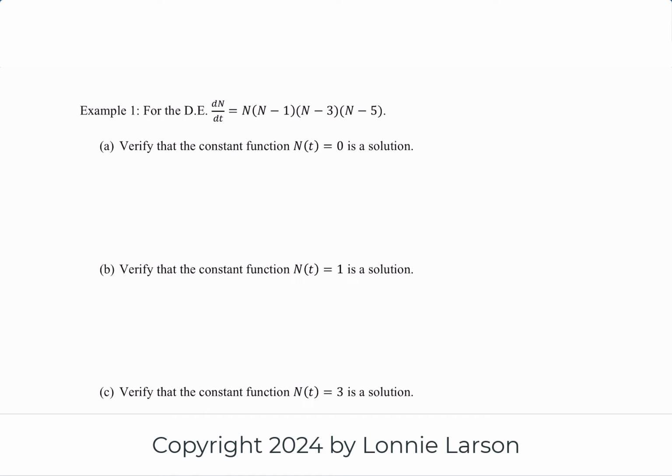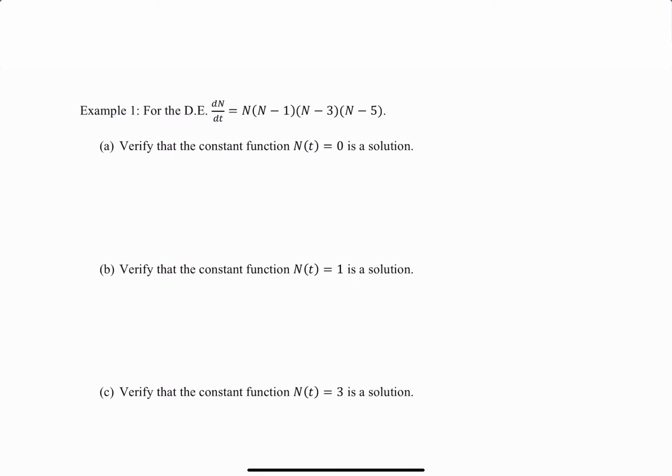In this example, we're given a few proposed solutions to verify. So let's do that. First, we're asked to verify that the constant function n of t equals 0 is a solution.